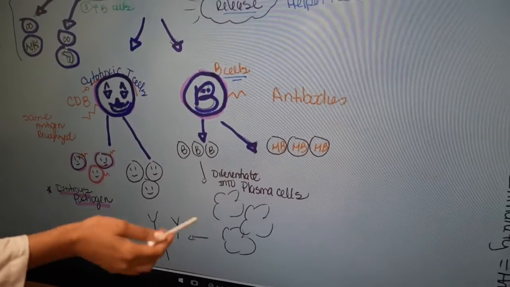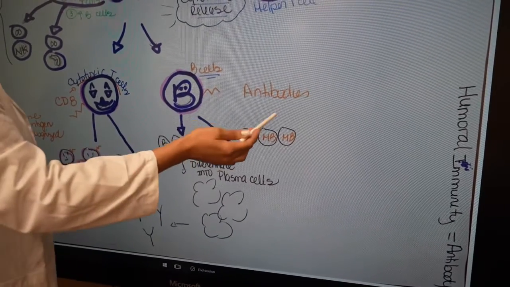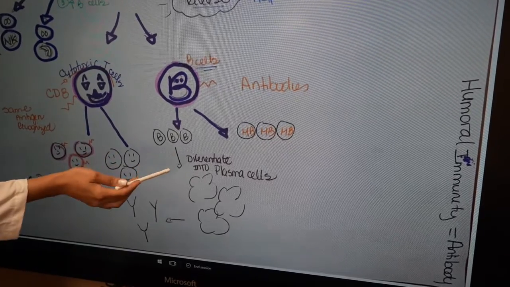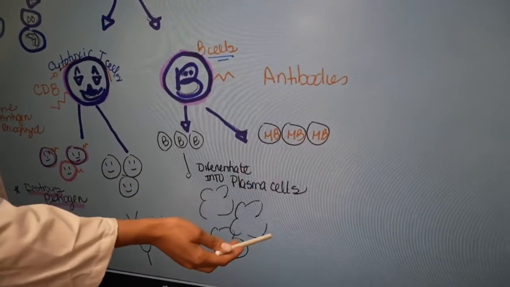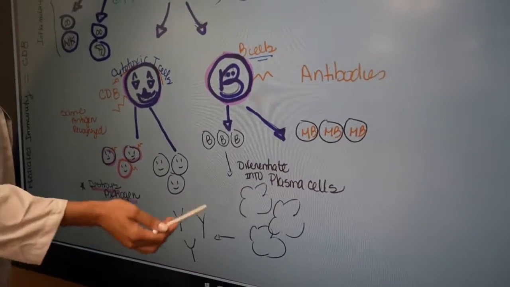On the other hand, we have the B cells, which are going to make antibodies. They're going to start replicating themselves, and by doing that, they're going to differentiate into plasma cells. And these plasma cells are going to make more and more antibodies.